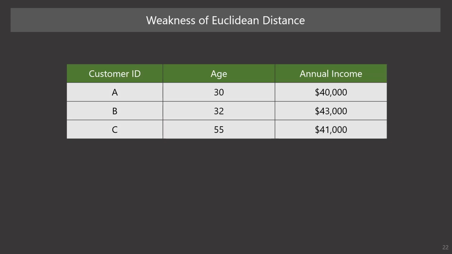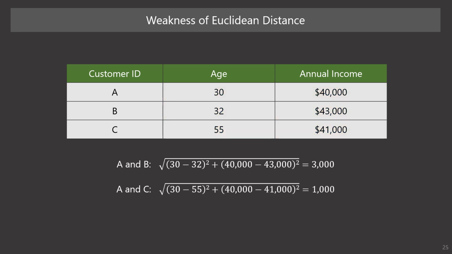Let's look at another case. Suppose we have customer data, which records each customer's age and annual income. There are many more observations, but let's look at only these 3 customers. As we can see, these 3 customers are almost the same income level. But customer C is much older than A and B. So, intuitively, the similarity between A and B is higher than that between A and C.